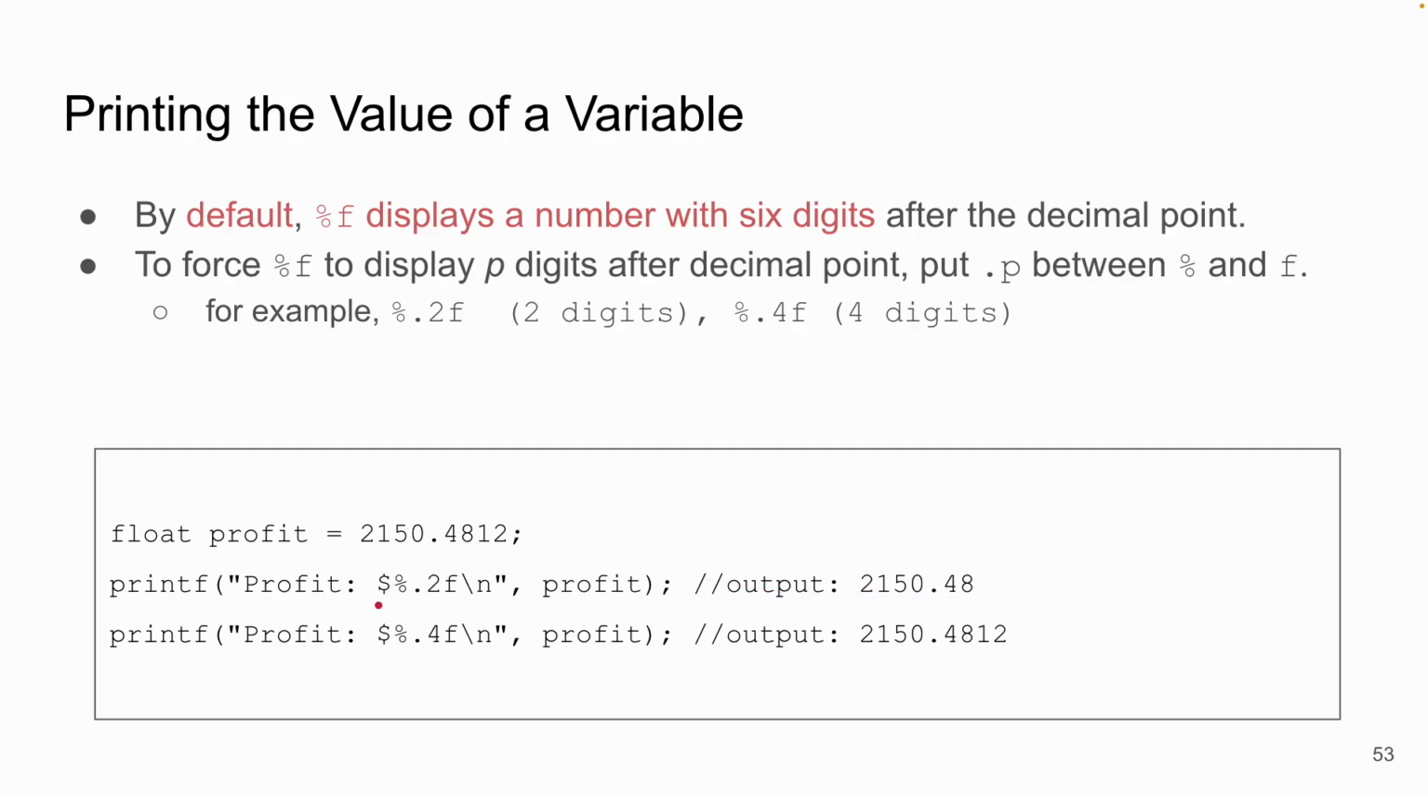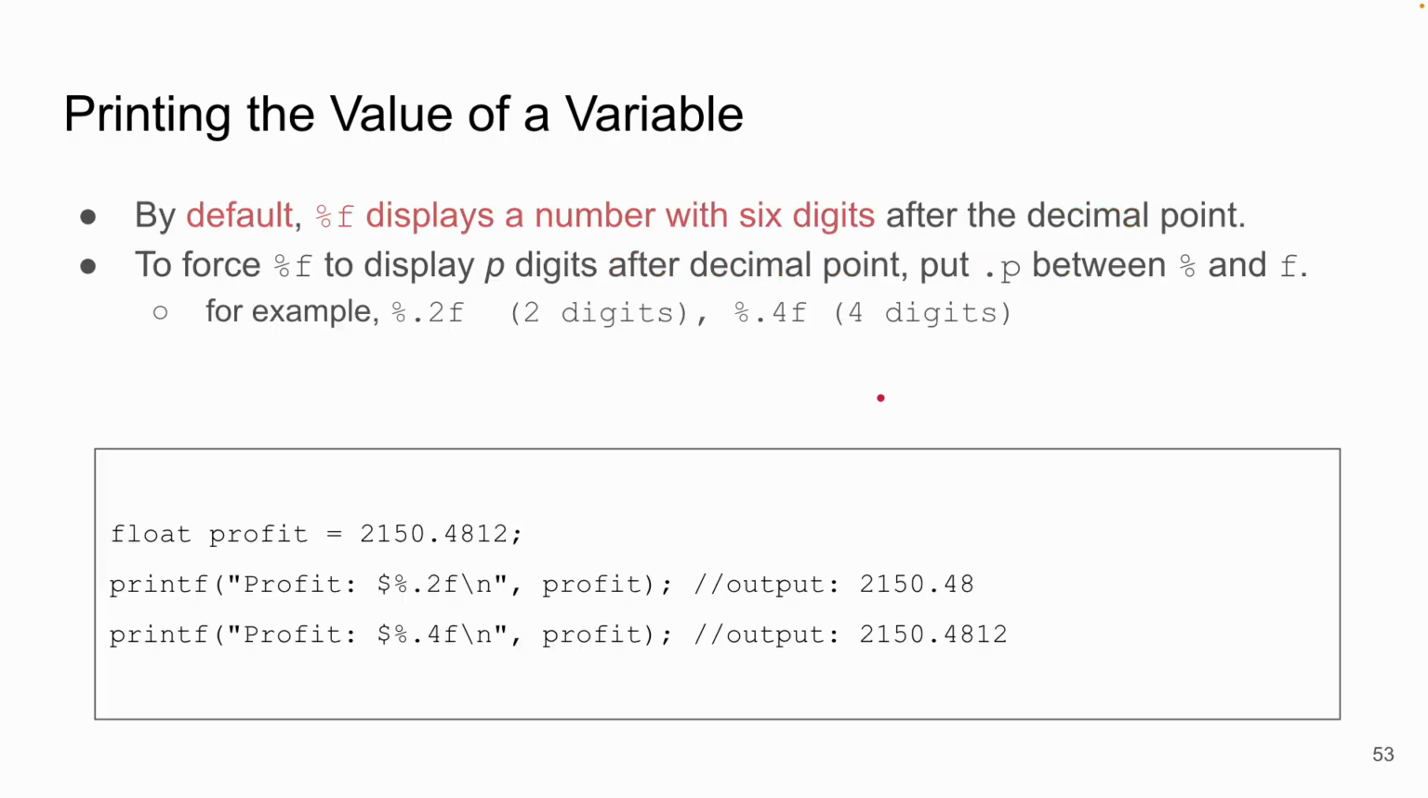Because in this printf, what I put here is %.2f. And in the second printf, I put %.4f. So we will have 4 digits after the decimal point printed out for the output of the second printf.